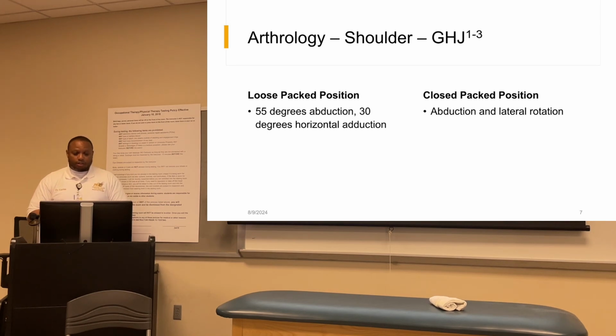Now, to achieve the loose pack position of the GH joint and help maintain it when we're assessing component motion, we're going to put the person in about 55 degrees of abduction and 30 degrees of horizontal adduction, but we're going to place a towel roll under the arm to help maintain that. That way you can utilize both of your hands without trying to maintain the person in a loose pack position.